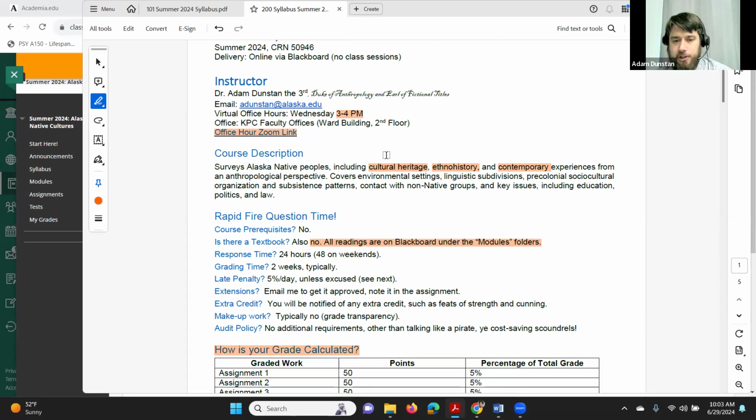This is a description about the course. Among other things, I wanted to highlight where it says cultural heritage, ethnohistory, and contemporary experiences from an anthropological perspective. I'll talk about some of those terms, particularly anthropology, in the lectures itself.